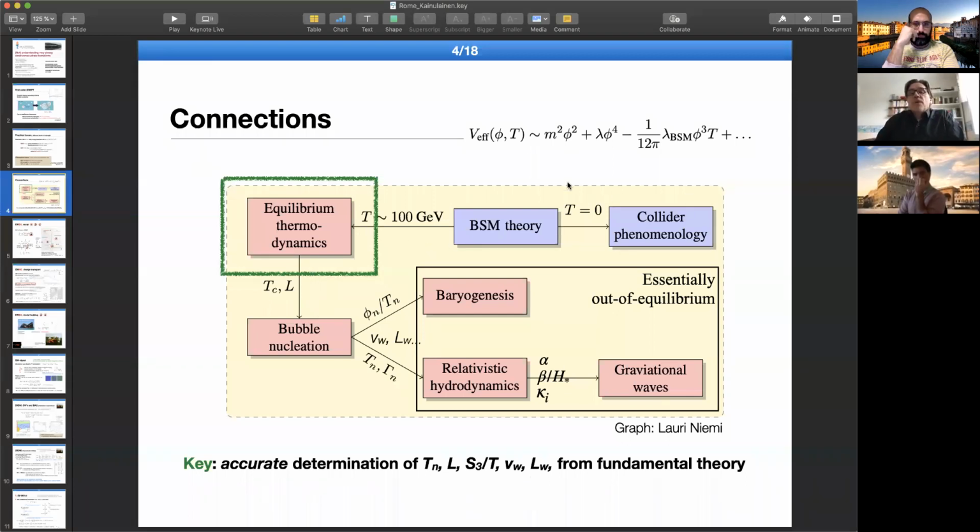And then the hope is, of course, that given a beyond standard model theory, you are able to hopefully very accurately compute via this box, give accurate predictions for the baryogenesis and gravitational wave signals, and therefore constrain the beyond standard model theory parameters. This is, of course, the hope, but I believe that the accuracy in this box is actually maybe stretching too far, in particular in context with the gravitational waves.